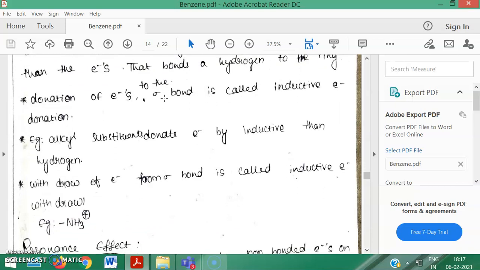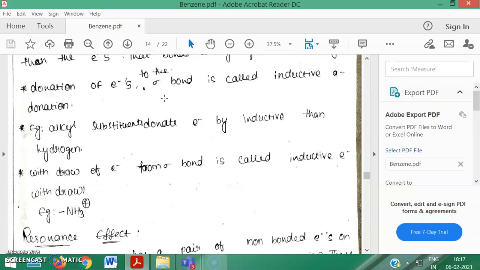Withdrawal of electron from a sigma bond is called inductive electron withdrawal. So that is electron donation or electron withdrawal. An example is NH3+. Consider benzene having a CH3 group, that is toluene. CH3 is an electron-rich group. CH3 gives electrons to the benzene ring. How? By the inductive effect, by the simple sigma bond only. Through a single bond, it can give electrons to the benzene ring. So it is called electron donating by inductive effect.